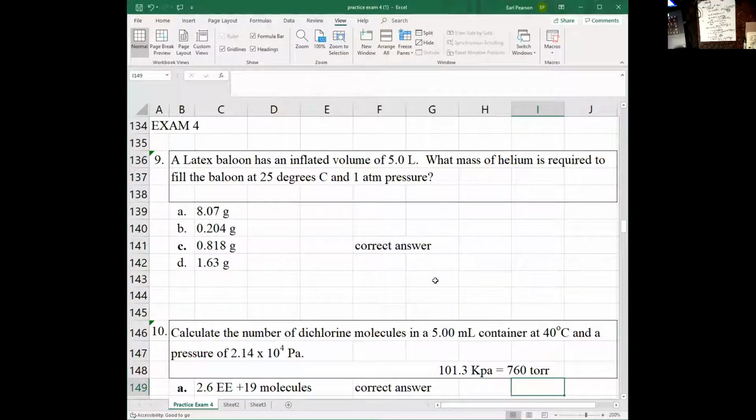Okay. Now we've got a latex balloon inflated to a volume of 5 liters. What mass of helium is required to fill the balloon at 25 degrees and 1 atmosphere? Okay, that's just a straightforward ideal gas equation. So number 9.